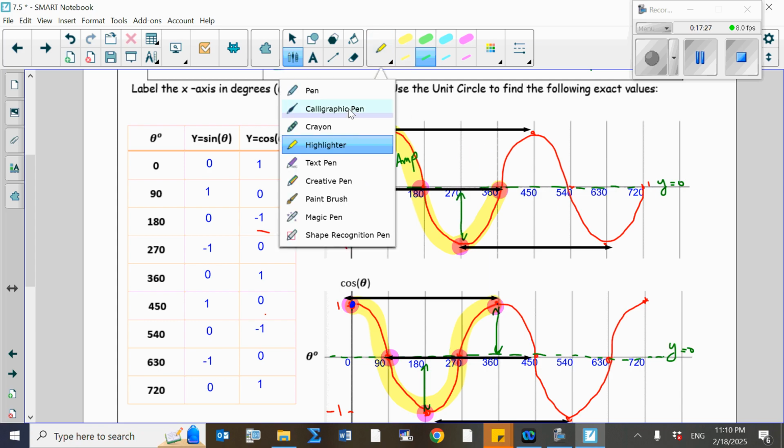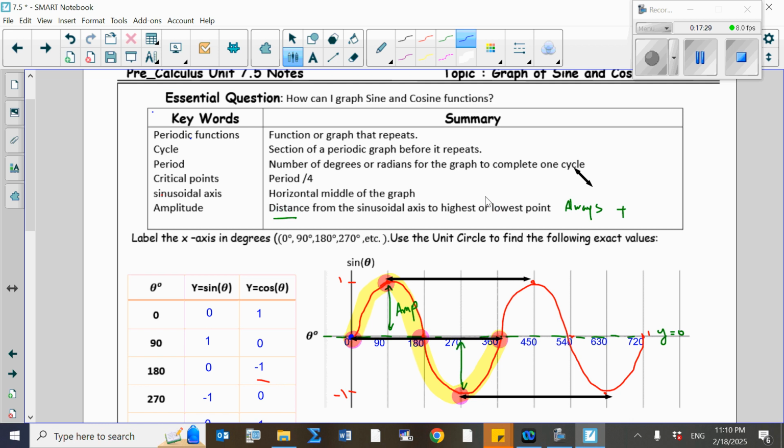So how do I find the critical points of a function? By dividing the period of the function by 4. This is going to give you the steps between the critical points. Divide the period by 4, and it's going to give you the steps between them.